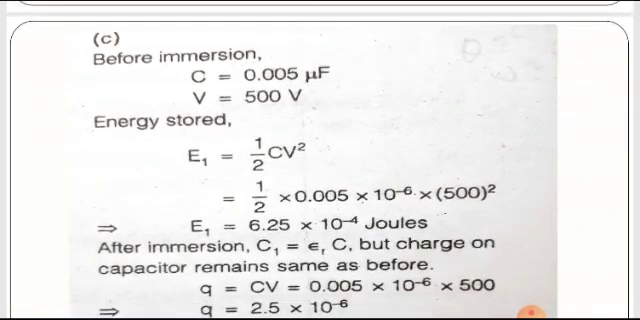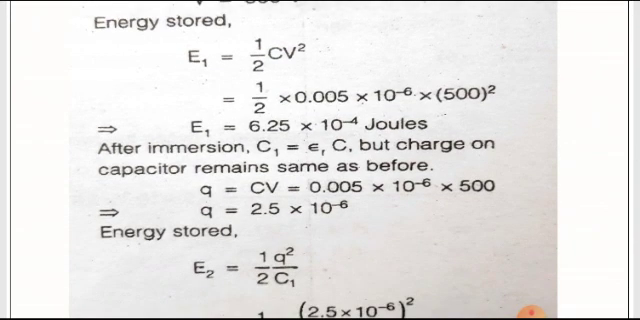Now let us see before immersion what is the energy stored. C is given to us as 0.005 microfarad, V is 500 volt. Now energy stored E1 is equal to half CV square. So substituting the values, we are getting E1 is equal to 6.25 into 10 raised to minus 4 joules.